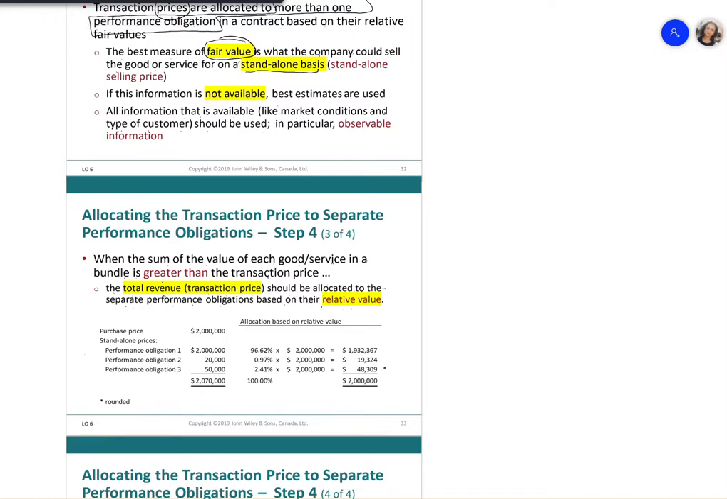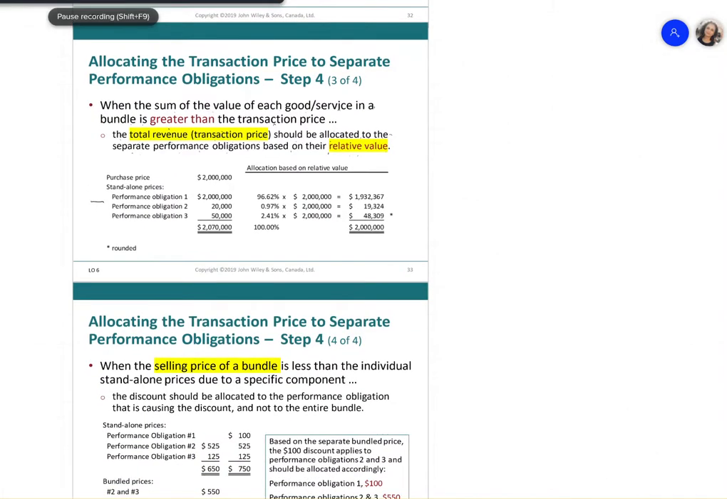So we have performance obligation 1. Oh no, I think it's here. The purchase price is $2 million. The standalone value of performance obligation one is 2 million, performance obligation two is 20,000, and performance obligation three is 50,000. Sometimes we need to calculate the transaction price of the separate performance obligations when they're put together. So how do we calculate the price for each one when we are selling them as a bundle?